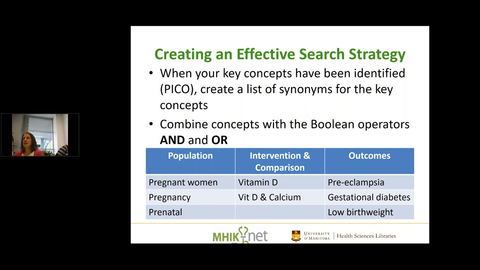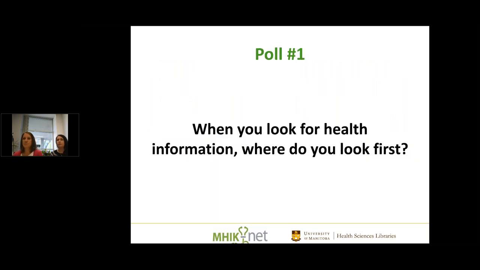But this is just to give you an idea that everything in the population column we would combine with OR, so pregnant women or pregnancy or prenatal. And then we would combine each column with AND. So pregnant women and vitamin D and preeclampsia. This is just how we start to think about putting our search together.